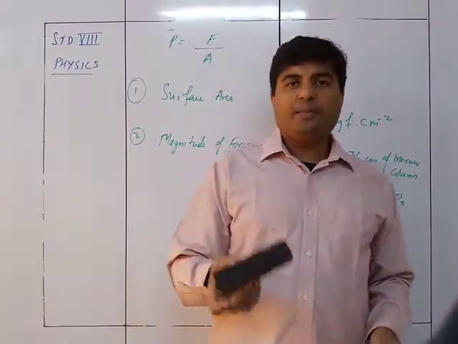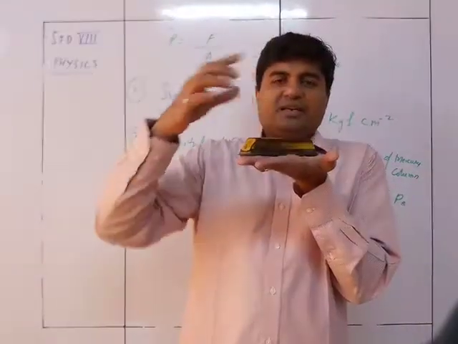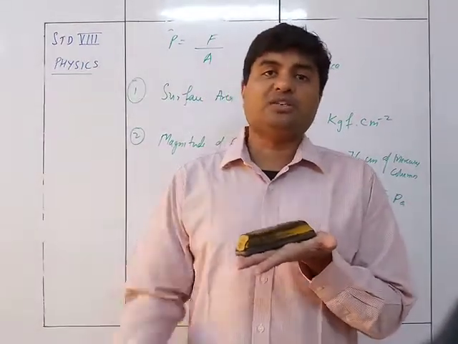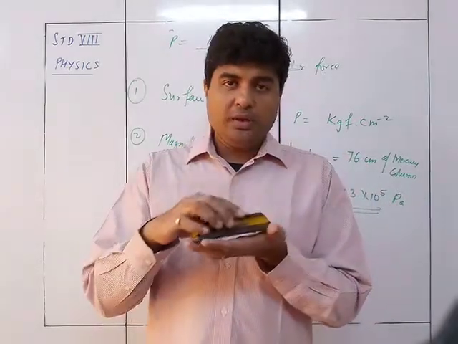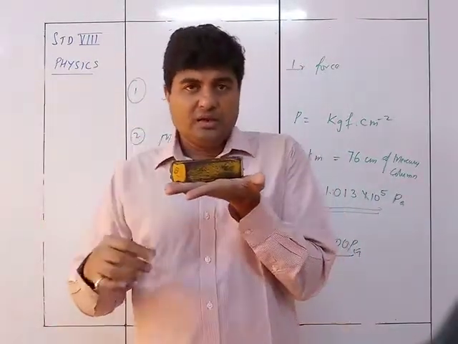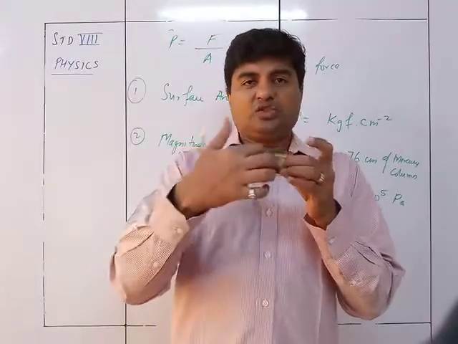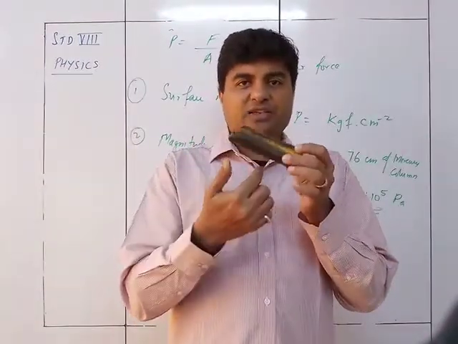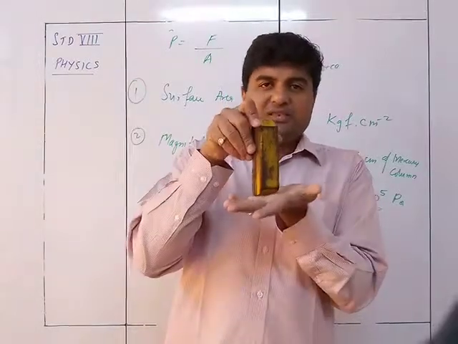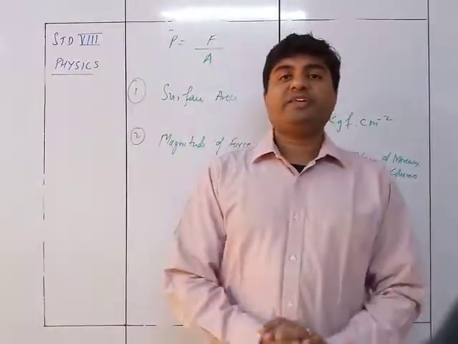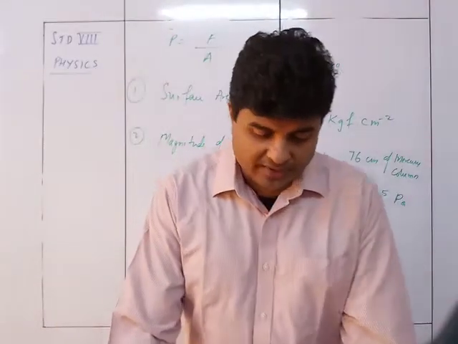So if you take a brick, when you put the brick like this, it is going to give you lesser pressure, because the surface area in contact is more. If you put it like this, it will be slightly more pressure, because the surface area is less than this one. But when you put it like this, the pressure exerted will be maximum, because the surface area is the least. So that's what they are giving you.